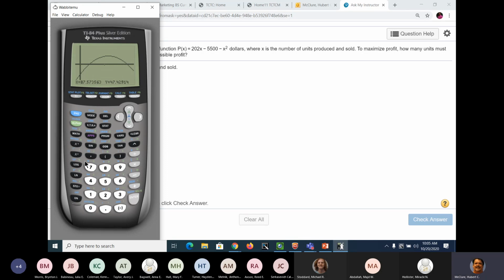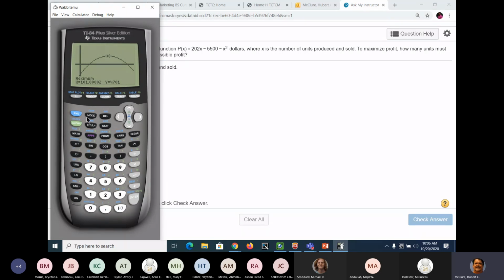And I'm going to go ahead and find the vertex. So second trace, calculate the maximum. That's a good spot. And enter. So my vertex is 101, 4701. Now you need to write down the decimals because they may ask you to round to a certain decimal. I'm just going to put in 101 and 4701 because I'm the teacher and I can do that.